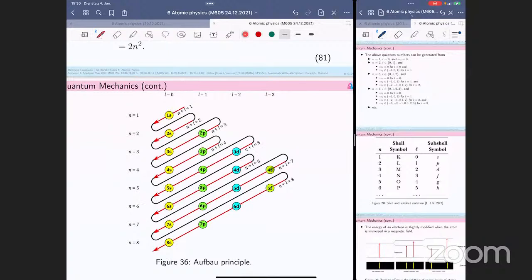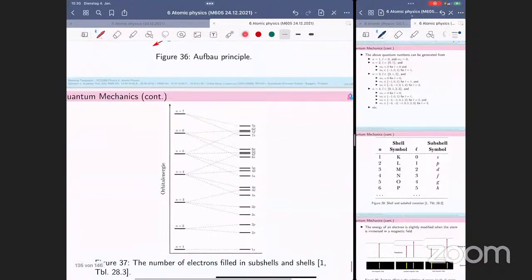Okay, and 4f, 5d, 6p, 7s, and so on, 5f, 6d, 7p, and 8s. Okay, the way you move in this orientation is called the Aufbau principle. I didn't discover or set up this system. It's taken from the scientists, from the physicists.